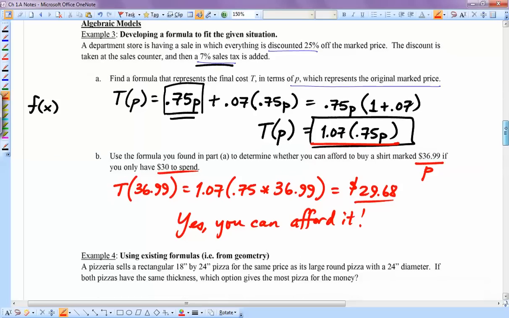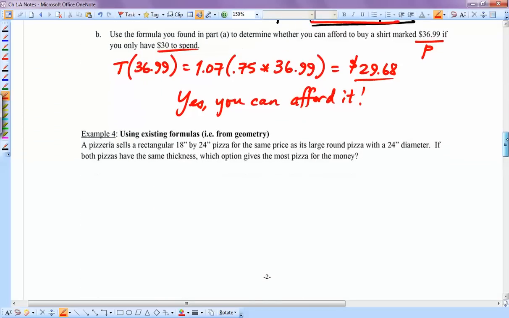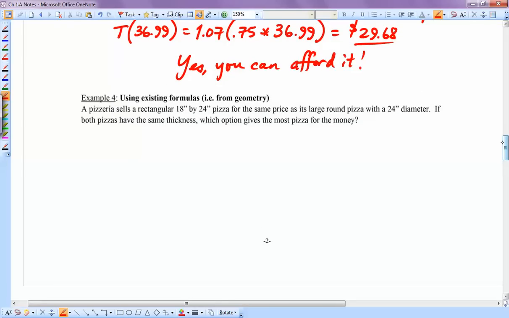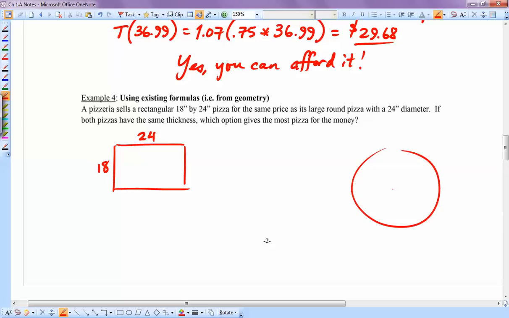Okay, so moving on. Example 4. We've got a pizzeria that sells rectangular 18 by 24 inch pizzas for the same price as a round pizza with a 24-inch diameter. So that means the radius is 12. Both pizzas have the same thickness. Which option gives you the most pizza for your money? So that means we're going to compare areas.